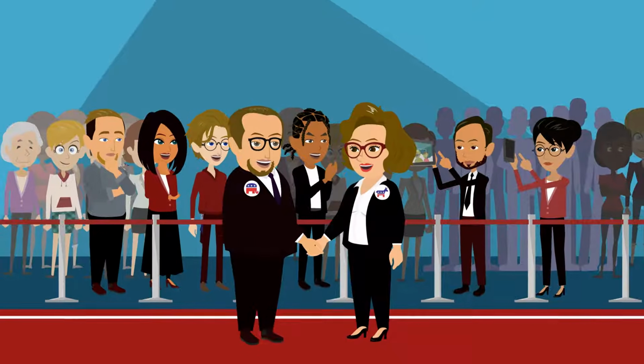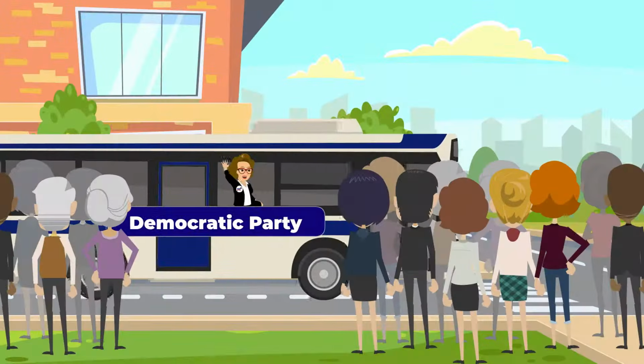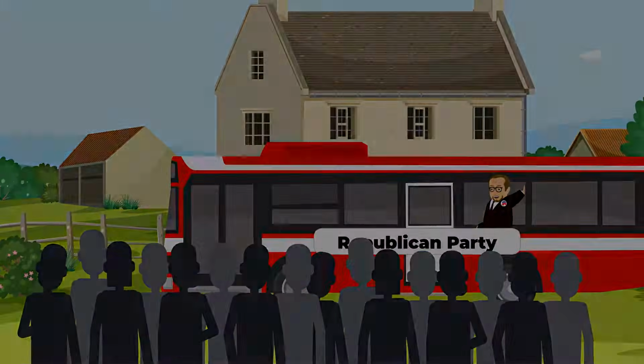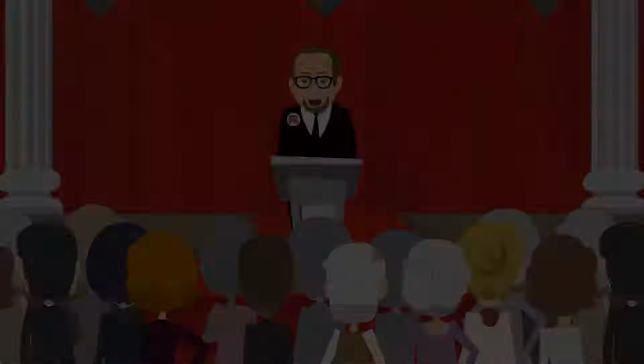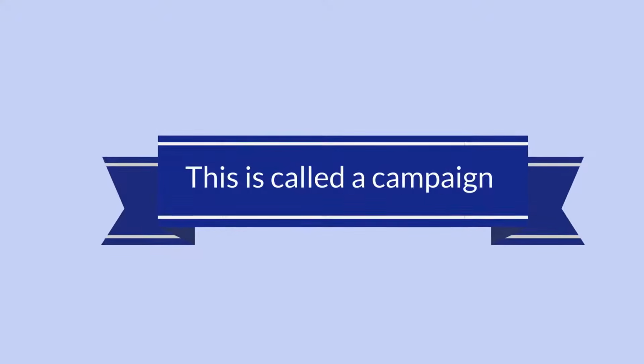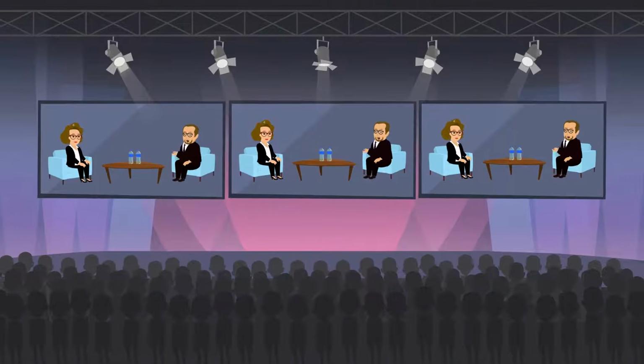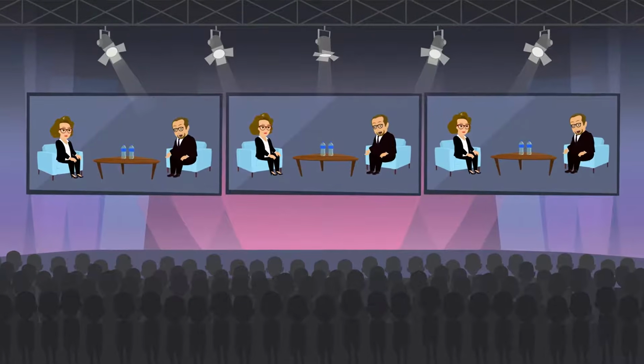Now that each party has a candidate, the real race begins. The candidates travel all over the country, giving speeches and telling people why they should be the next president. This is called a campaign. They also appear on TV and debate each other to show who has the best ideas for the country.